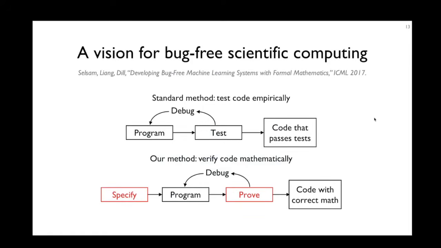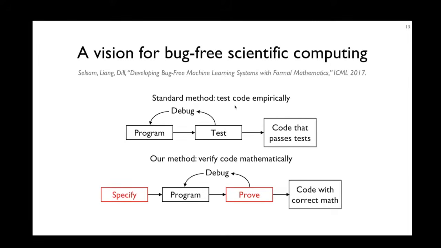So here's a vision for bug-free scientific computing, and this is a neat paper for you to check out. This is where a lot of this vision comes from for me: the 2017 paper, Developing Bug-Free Machine Learning Systems with Formal Mathematics. I should add, I'll be sharing all these slides afterwards, so you don't need to frantically jot down any content if you want to catch references later.